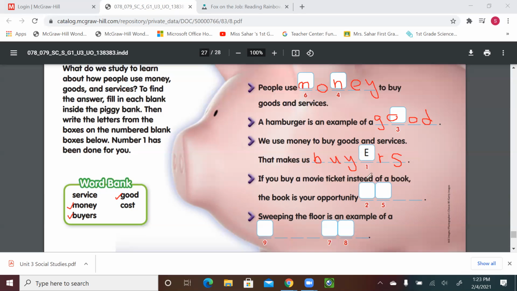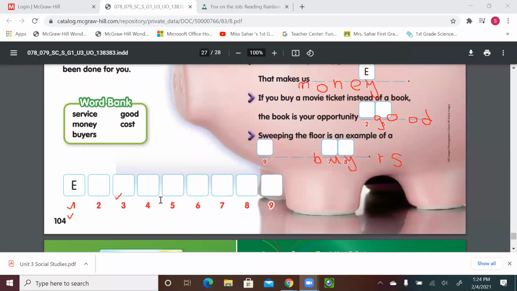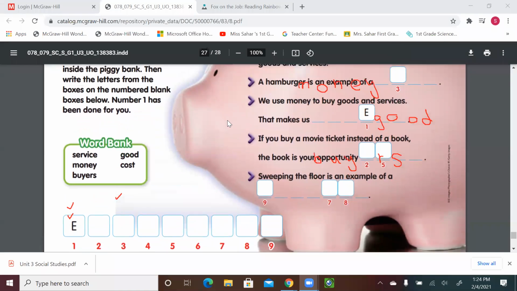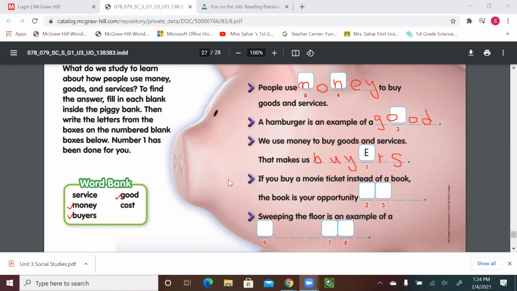If you buy a movie ticket instead of a book, the book is your opportunity, something you give up for, opportunity service or opportunity cost. All right. Sweeping the floor is an example of a service or cost. You have 2 words and you have 2 examples or 2 sentences to finish. All right. So what's the next part? You're going to look at the numbers. You're going to look at the numbers here and you're going to look for number 2. All right. So I'm going to look at number 2. Okay, I didn't put number 2.